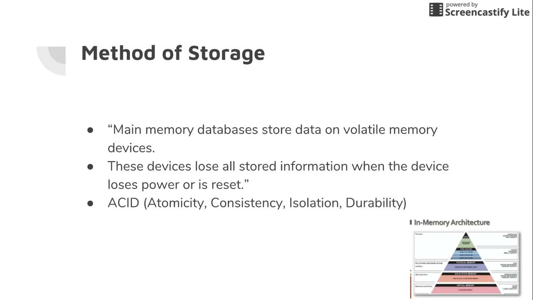The first question you might have from the new definition on the screen is, what are volatile memory devices? You already know what a main memory database is because I explained that on the previous slide, but volatile memory devices is another new term. They are computer memory that requires power to maintain the stored information. This means that the memory is going to be there when the power is on, but when the power is turned off or reset, you lose the memory.